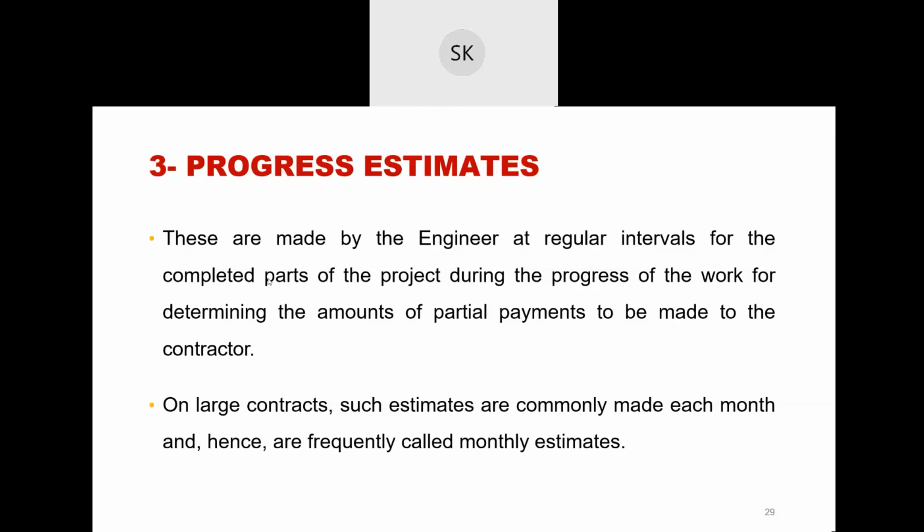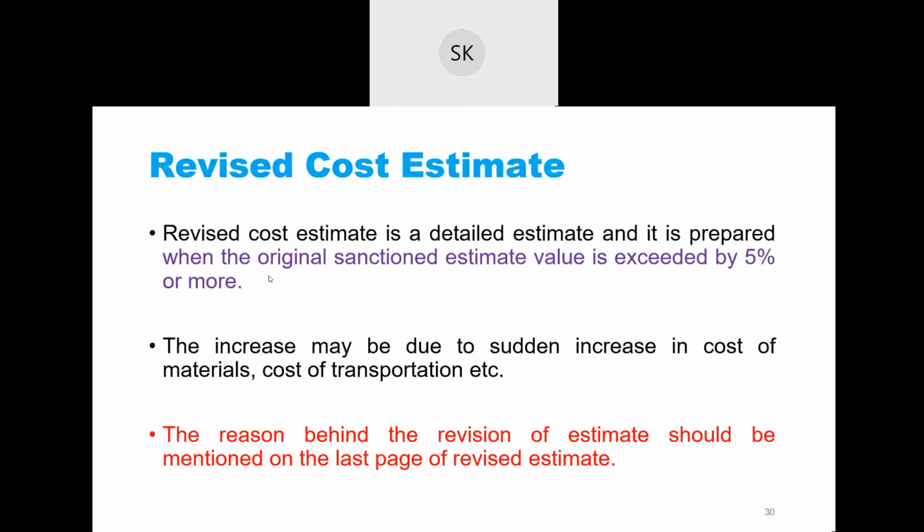Okay, so let's move on. There is one more: the revised cost estimate. The revised cost estimate is a type of detailed estimate, and it is prepared when the original sanction estimate value is exceeded by 5% or more. Suppose your original sanction estimate was 5 crore rupees.